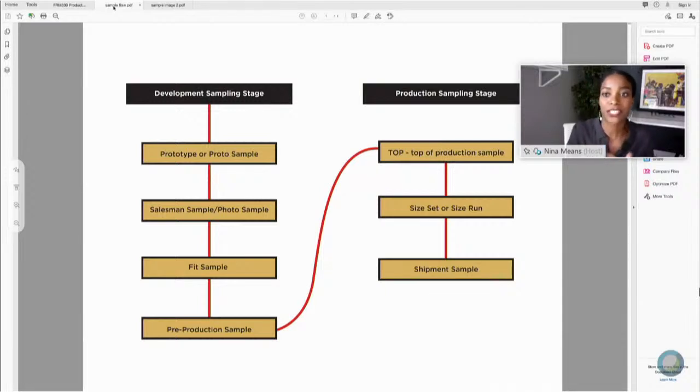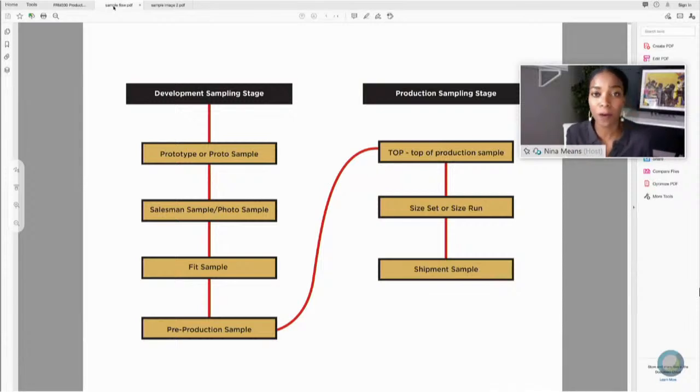Now, once I get into the production sampling stage, I'm going to want to see what is on the top of production. So literally, like, what are the first samples that are coming off of the production line? And they send that to me as a confirmation that what I ask for in the pre-production sample is actually happening in production. I will tell you, I've seen places cut corners and change things in production that were agreed to pre-production.